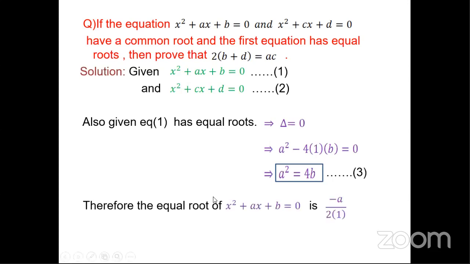Now, you are given that x square plus ax plus b equal to 0 has got an equal root, isn't it? When a quadratic equation has got an equal root, yesterday we have seen that the equal root will be equal to minus b by 2a. Now instead of b, you have a, right, in our first equation. So it is minus a by 2 into 1. Minus a by 2 into 1 is nothing but minus a by 2.